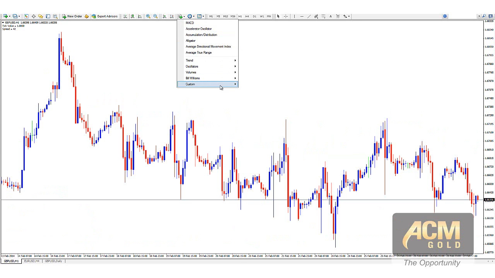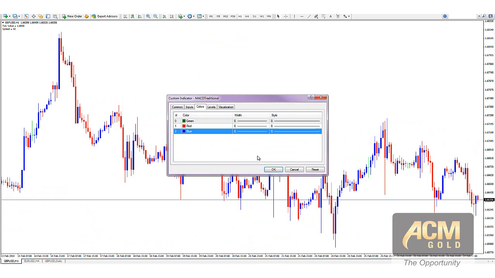Go up to your indicator shortcut, go down to custom, and pick your MACD traditional. We will go over to our inputs tab, where we will ensure our fast, slow, and signal periods are 12, 26, and 9 respectively. Then we'll move over to our colors tab.